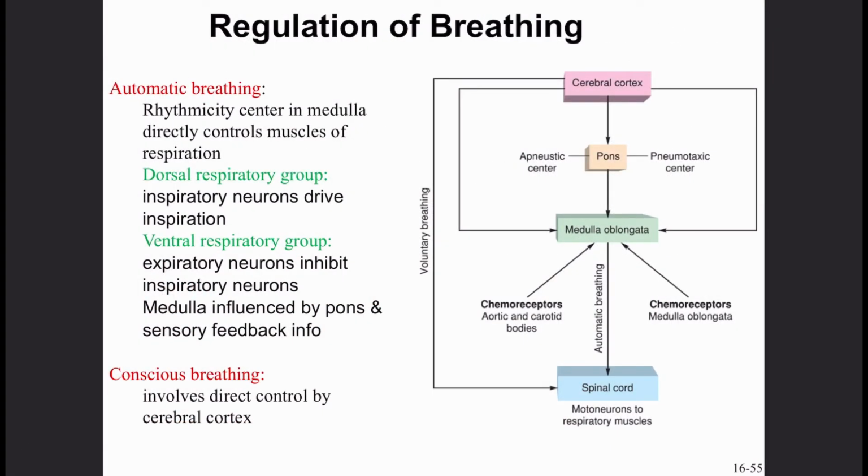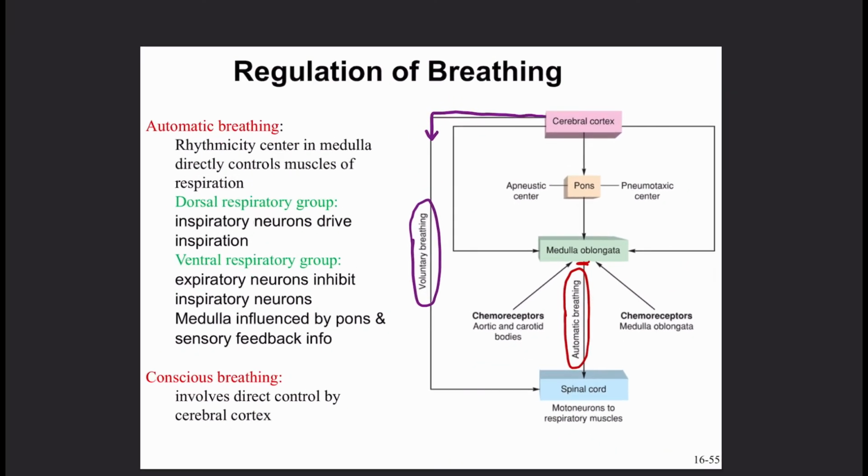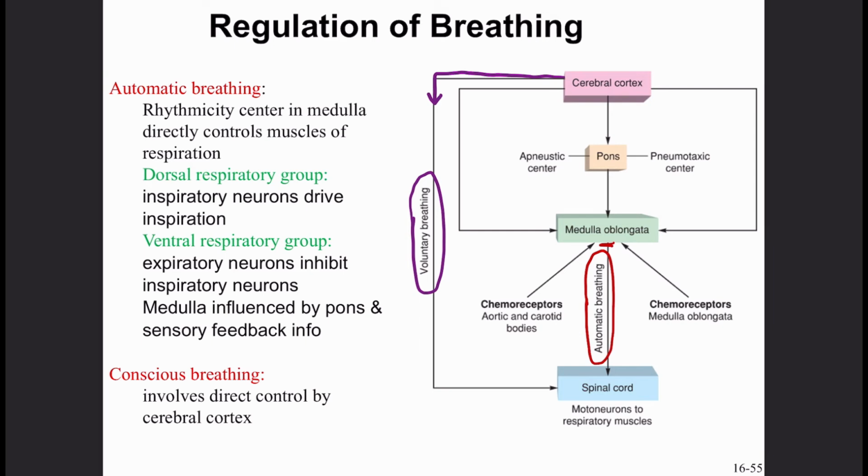On to regulation of breathing. So in this table over here, we have first off, two major portions. We have voluntary breathing, and voluntary breathing is directly controlled by the cerebral cortex. And then we have automatic breathing, which is controlled by the medulla oblongata.